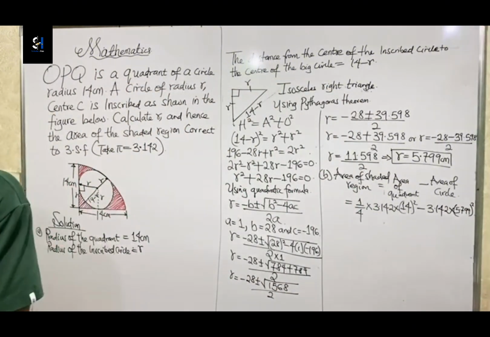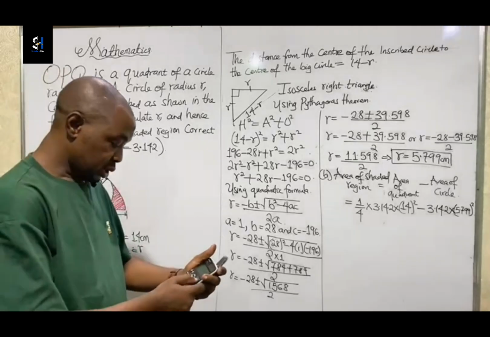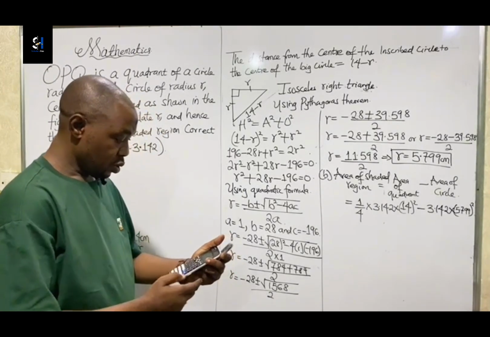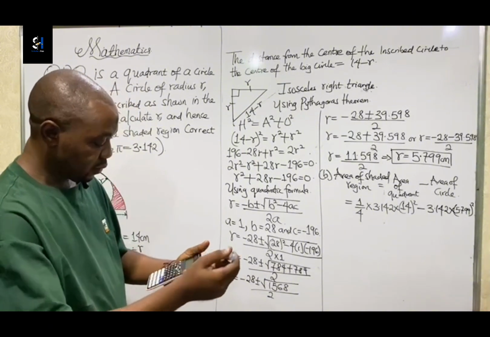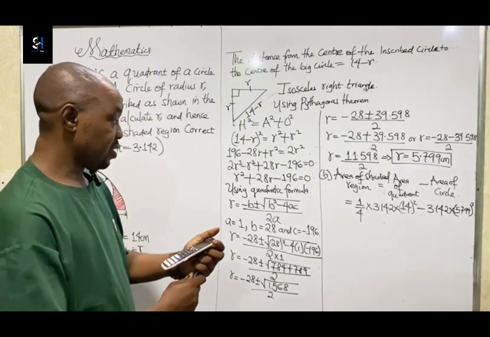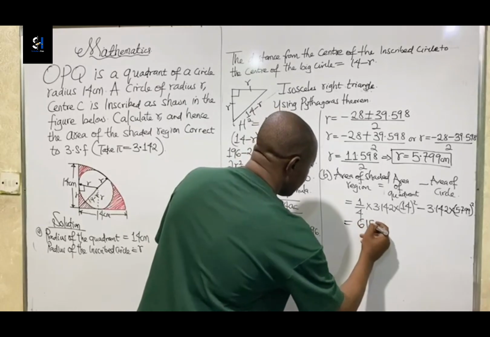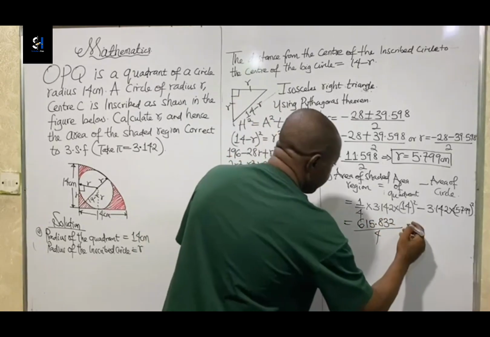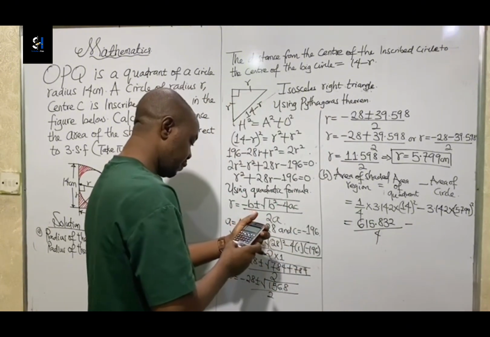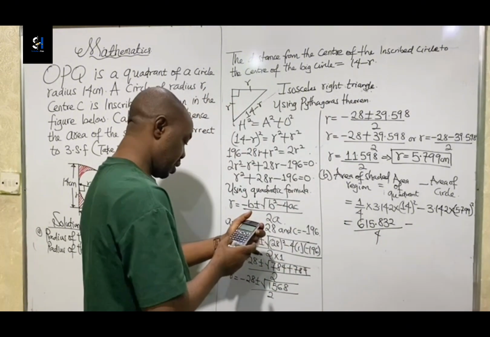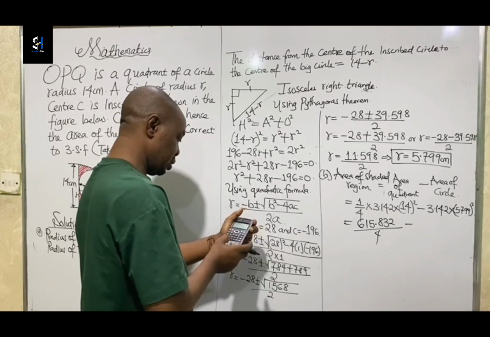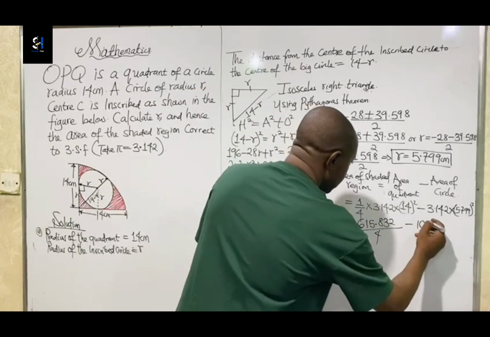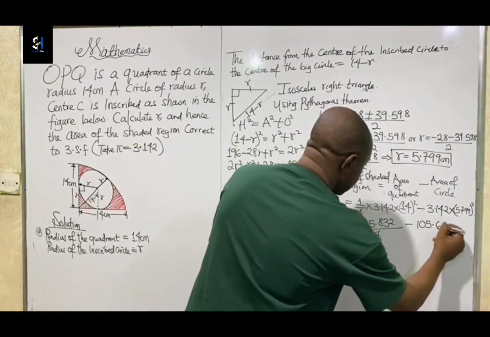Now, what is 196, which is 14 squared, multiplied by 3.142? We're going to have that to be 615.832, divided by 4, minus 3.142 multiplied by 5.799 raised to the power of 2. So that will be 105.66.